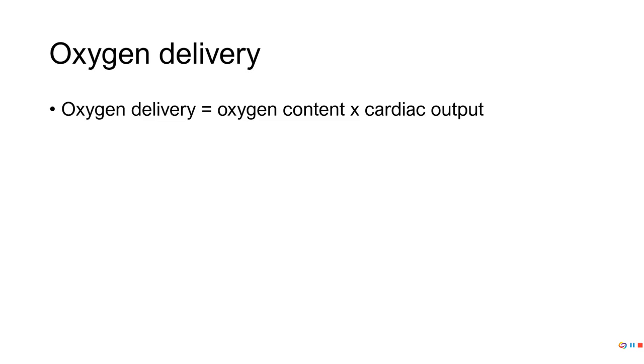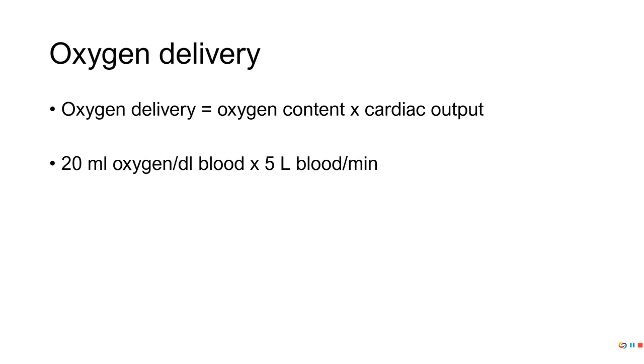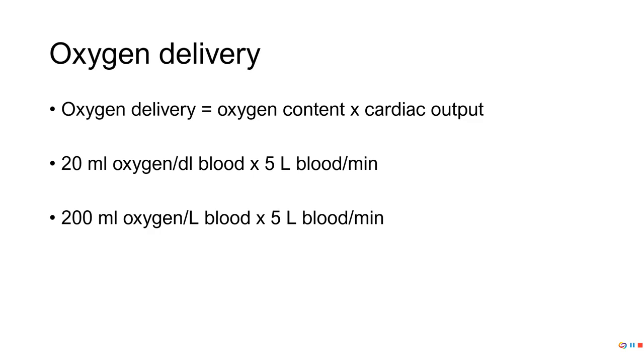This one's pretty straightforward, and this is just how much oxygen are we delivering? And that's content times cardiac output. So just to make the math easy for our little example here, we'll say we have 20 milliliters of oxygen per deciliter of blood, and our cardiac output is 5 liters of blood per minute. Well, that turns into 200 milliliters of oxygen per liter of blood. Doesn't change it, just so we have the same units.